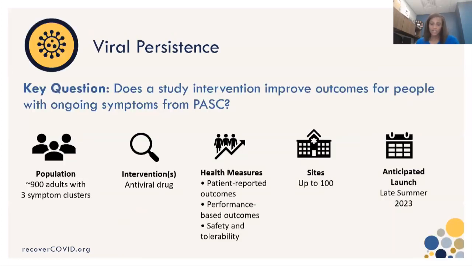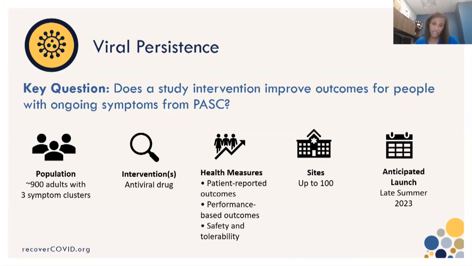So over the next couple of slides, I'll just talk some generalities about the protocols themselves. Viral persistence in particular is really looking at, does the study intervention improve outcomes for people with ongoing symptoms from PASC? This will enroll approximately 900 adults who might fit into 3 symptom clusters. Those 3 symptom clusters are things like post-exertional malaise, autonomic dysfunction, and brain fog. So each of those will have approximately 300 people within each of those clusters.